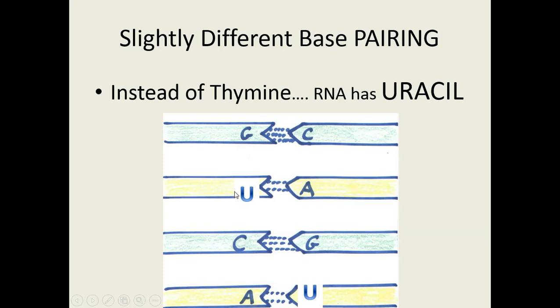But if we are making RNA, A is going to bond to U, right? A to U to A. Notice there is no thymine, no T's in here. You cannot have a T in RNA.